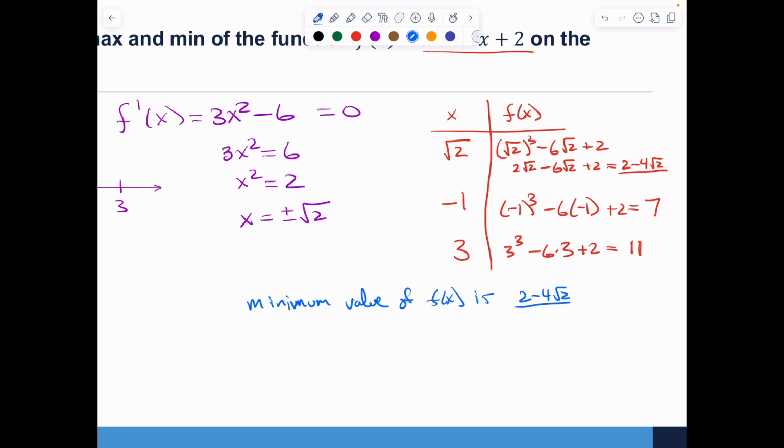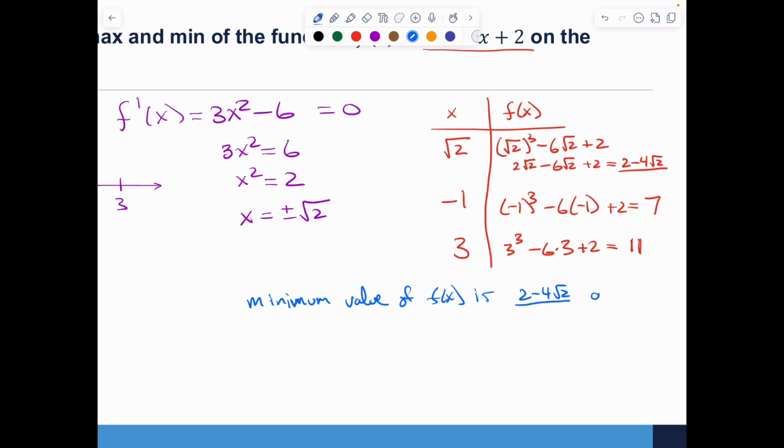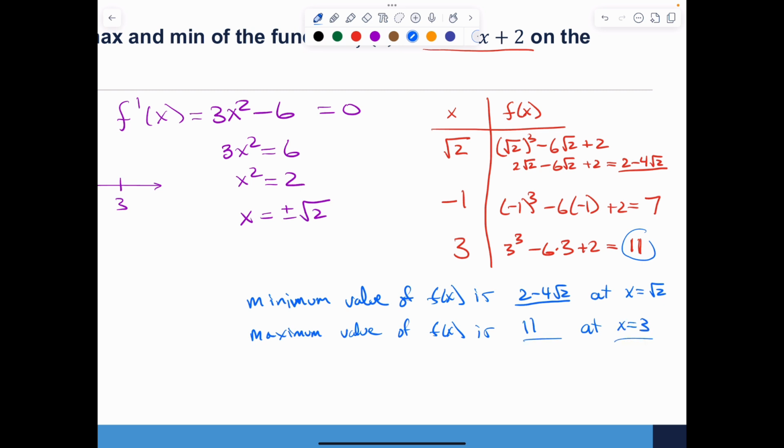So this is the minimum value, and it occurs at x equals radical 2. And then we say that the maximum value is, it turns out, 11 at x equals 3. And we're all done.